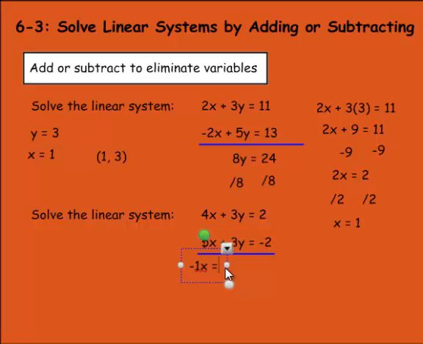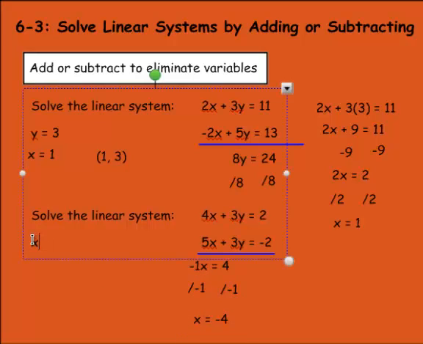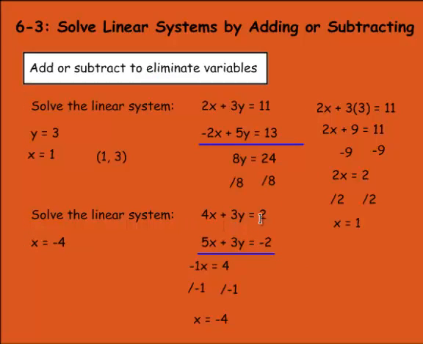And therefore I would get 2 minus negative 2, which would be like adding 2, right? So it would turn into positive 4. Negative 1x equals positive 4. Divide both sides by negative 1. Therefore, x equals negative 4. So I have my x value. x equals negative 4. Now let's find my y value by using either one of these.